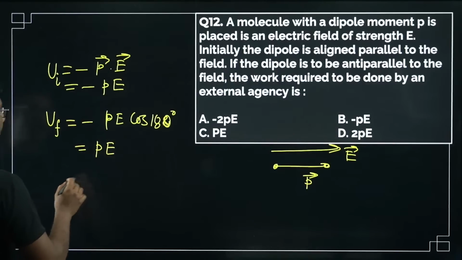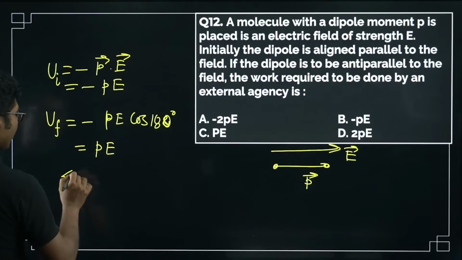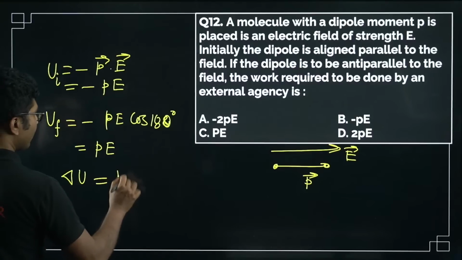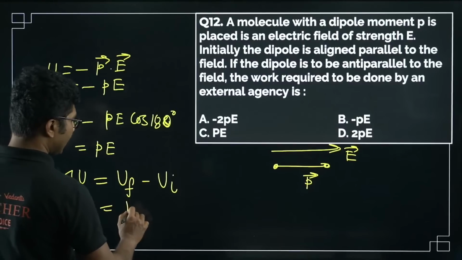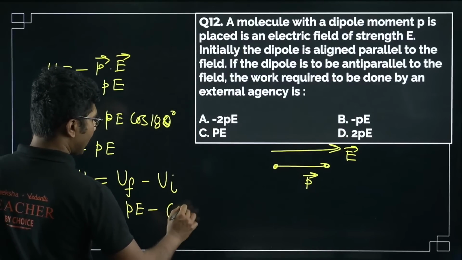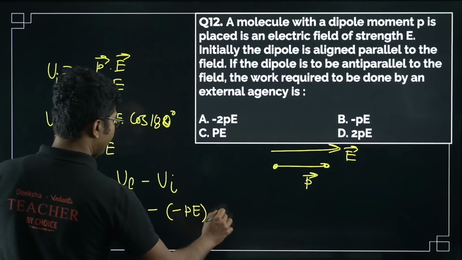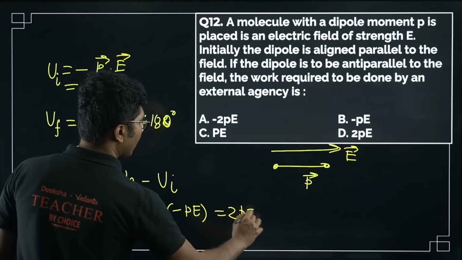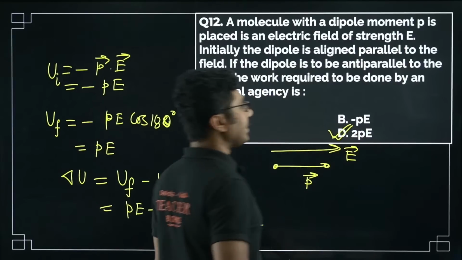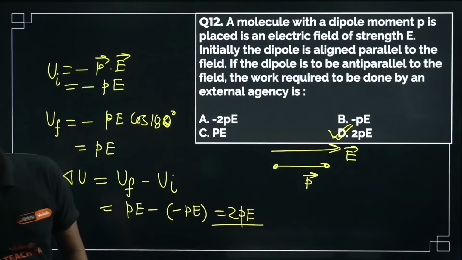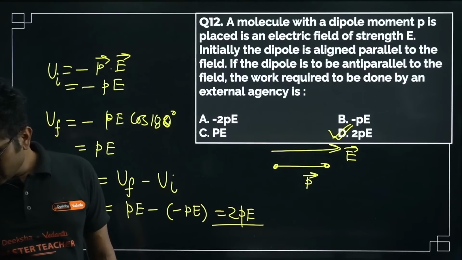So what is the potential energy difference? Potential energy difference delta U is always final minus initial. So it will be PE minus (minus PE), so it will be 2PE. Okay, so work done is 2PE, not minus 2PE if you are thinking. Right, Jayashree has answered correctly.